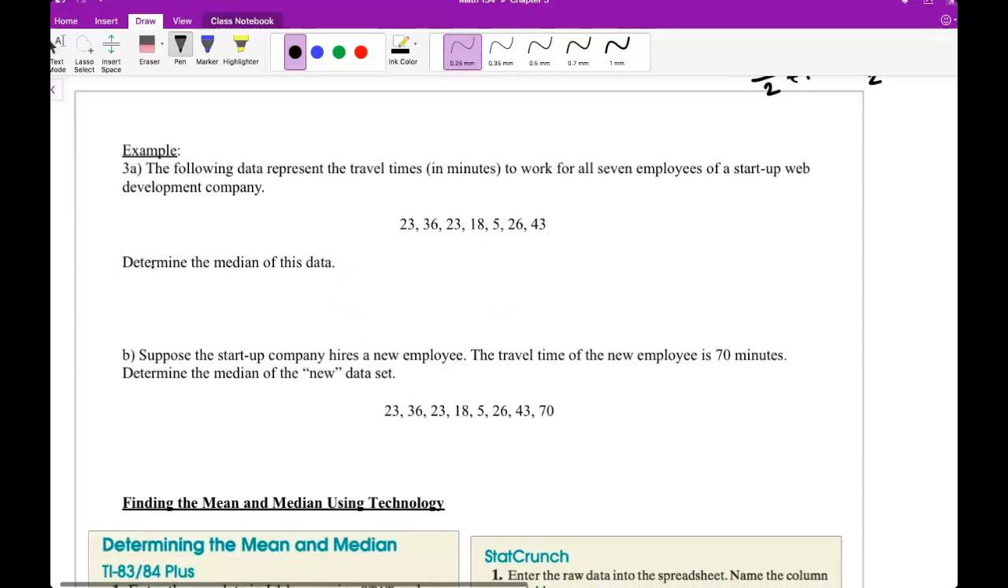Okay, next page, example number 3. The following data represent the travel times in minutes to work for all 7. We have sample size here, 7, 7 employees of a startup web development company. So we have these numbers. Determine the median of these data.